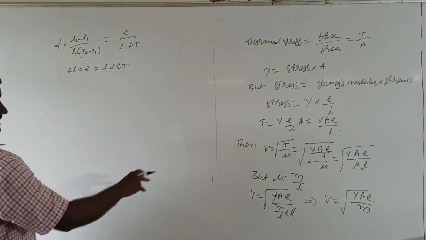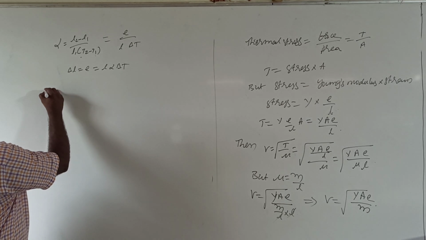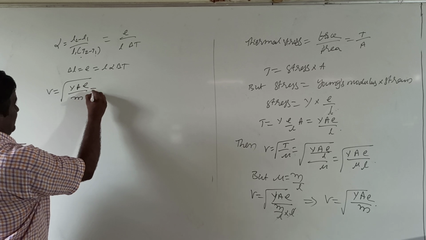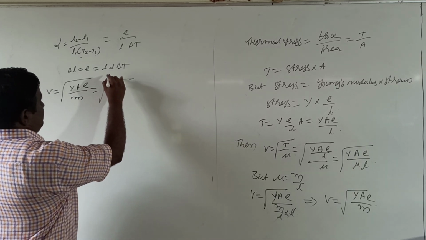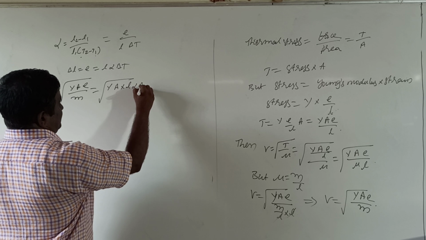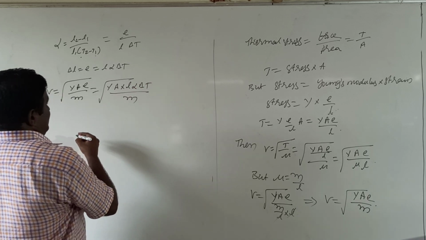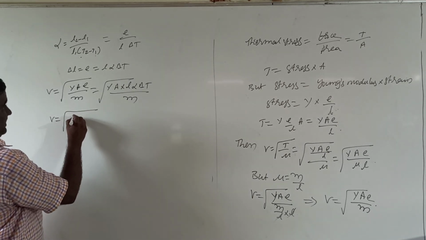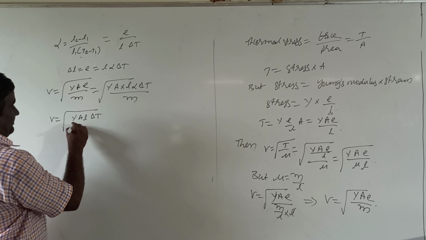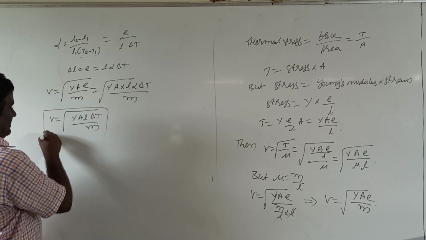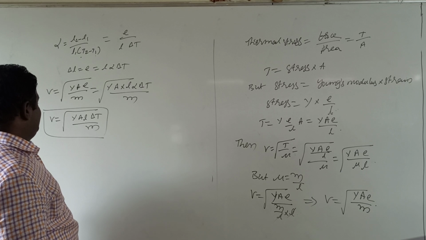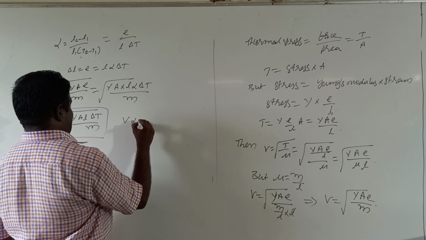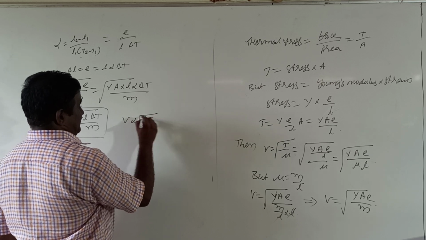In that case, the velocity of the transverse wave in a string is V equal to root over YAe by M. Then V equals root over YA into L alpha delta T by mass. So the velocity of the transverse wave in a string is V equal to root over YAL alpha delta T by mass. From this equation, we write that the velocity of a transverse wave in a stretched string is directly proportional to the change in temperature delta T.